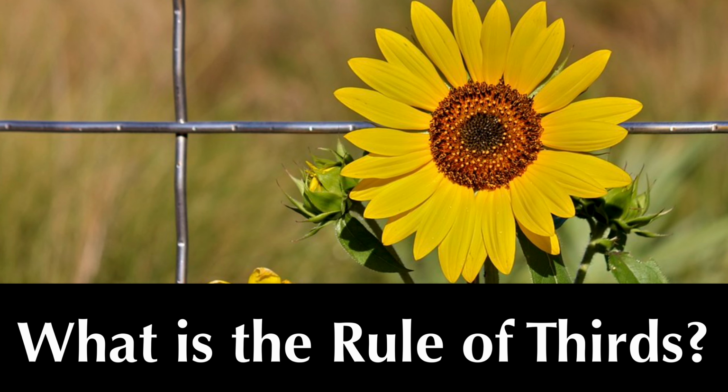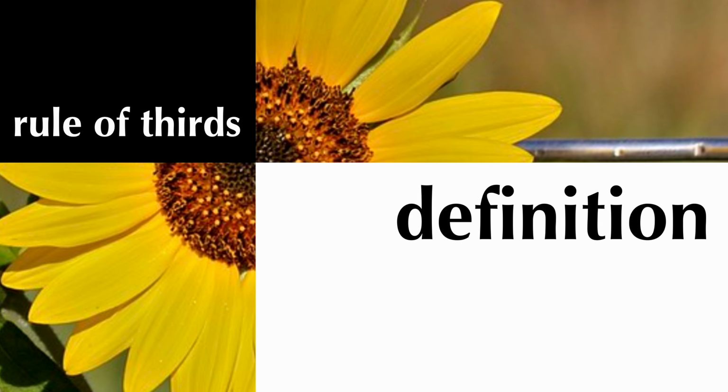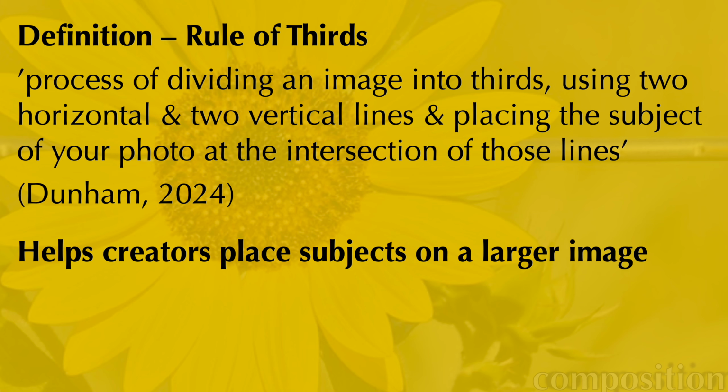This video is what is the rule of thirds. I'm just going to introduce the concept of the rule of thirds. Start with the good old definition. It's the process of dividing an image into thirds using two horizontal and two vertical lines and placing the subject of your photo at the intersection of those lines. I'm going to show you in a later video how that looks.